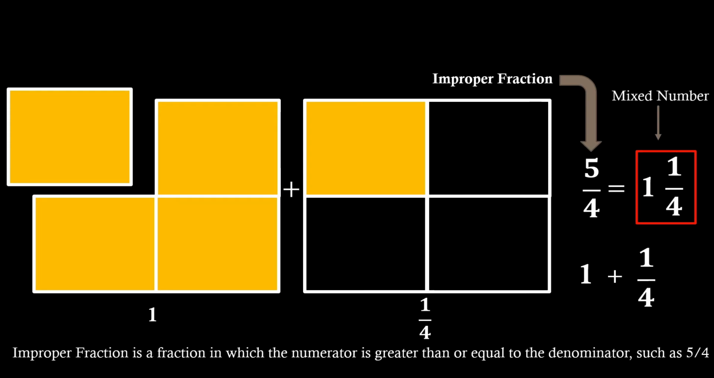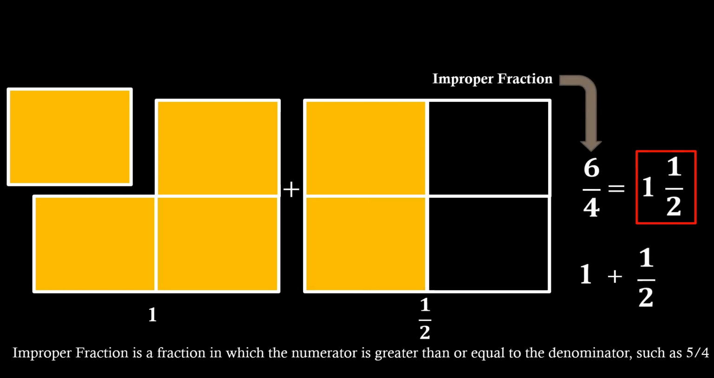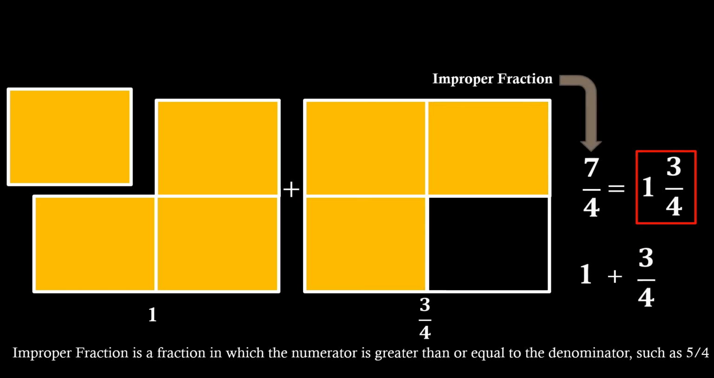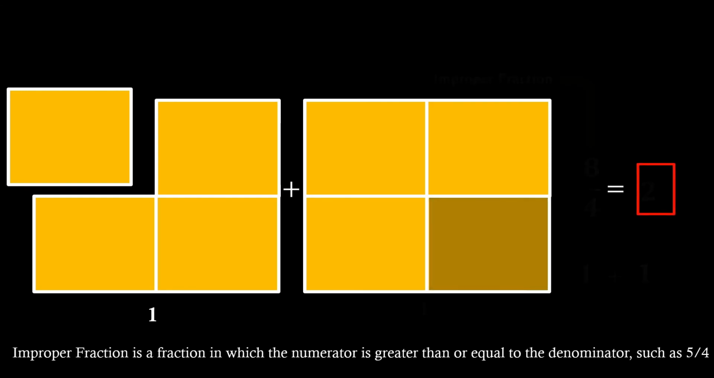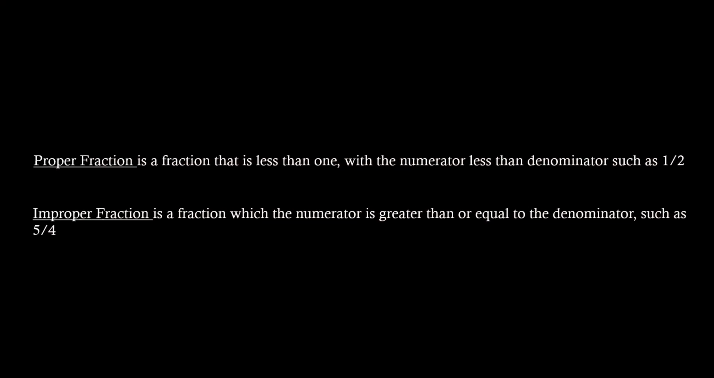Now, 6 over 4 is equivalent to 1 1/2, 7 over 4 is 1 3/4, and 8 over 4 is 2. And that's the difference between proper and improper fractions.